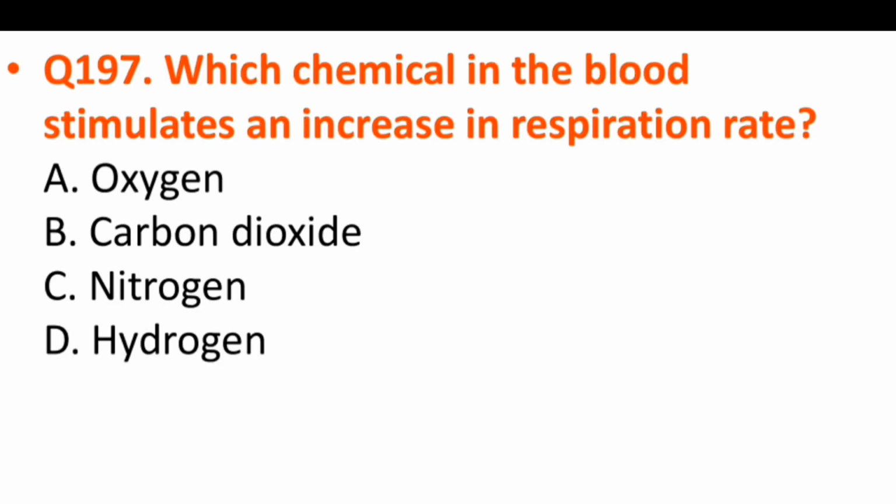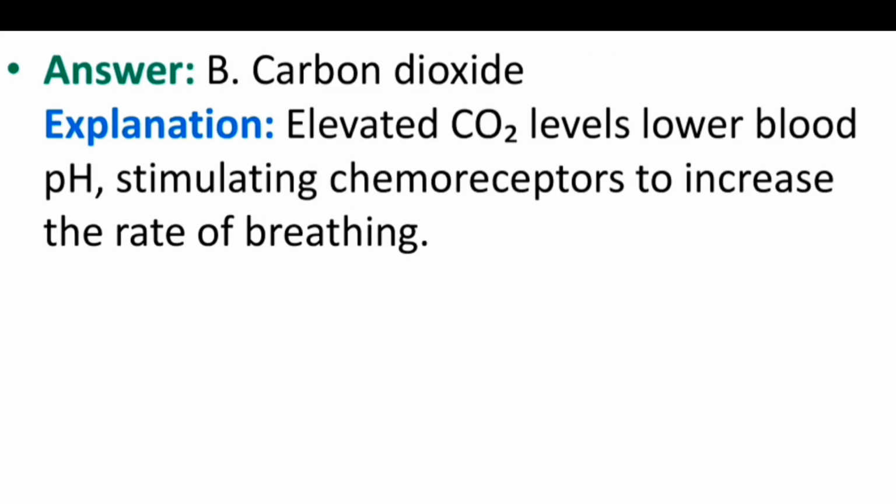Which chemical in the blood stimulates an increase in respiration rate? Option A, oxygen. Option B, carbon dioxide. Option C, nitrogen. Option D, hydrogen. The correct answer is option B, carbon dioxide. Elevated carbon dioxide levels lower blood pH, stimulating chemoreceptors to increase the rate of breathing.